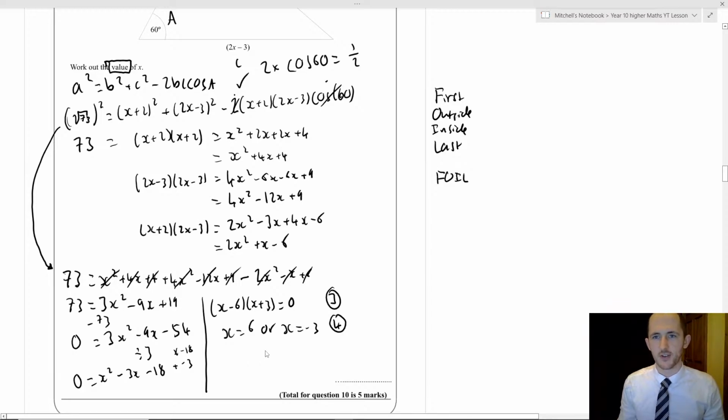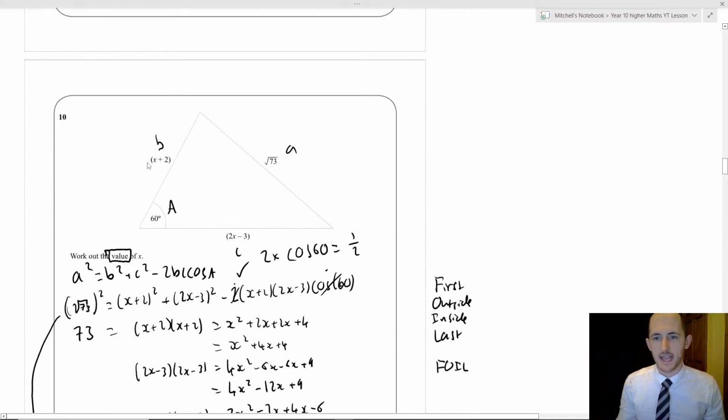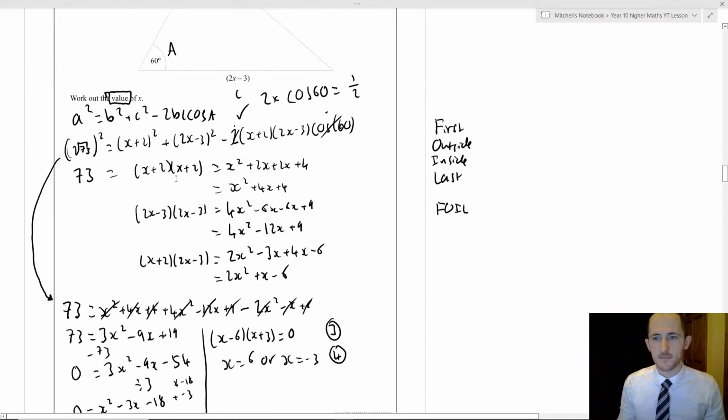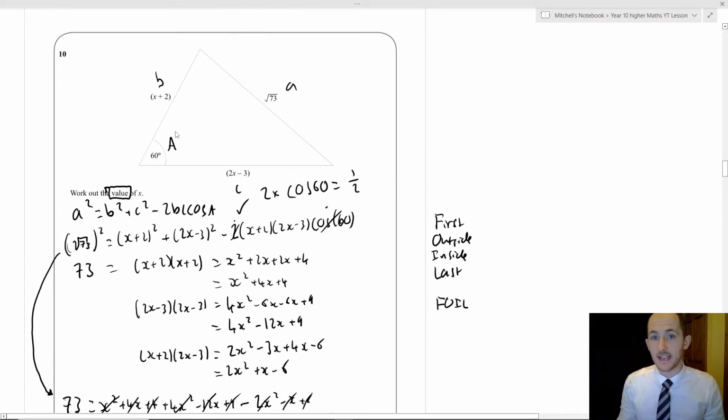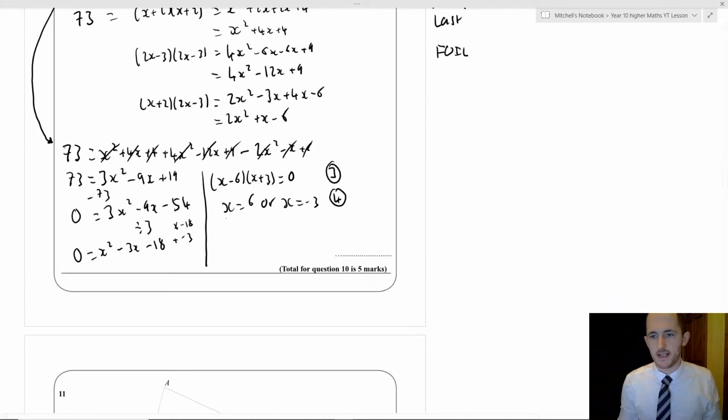Because it's not negative. Good. Think about what x is. x is the length of a side, right? Now, does it make sense for a length to be negative? Like if I asked you to get a ruler out and draw a line that's negative 6 centimeters long, could you do it? No. So what you want to do is say x equals 6, not negative.